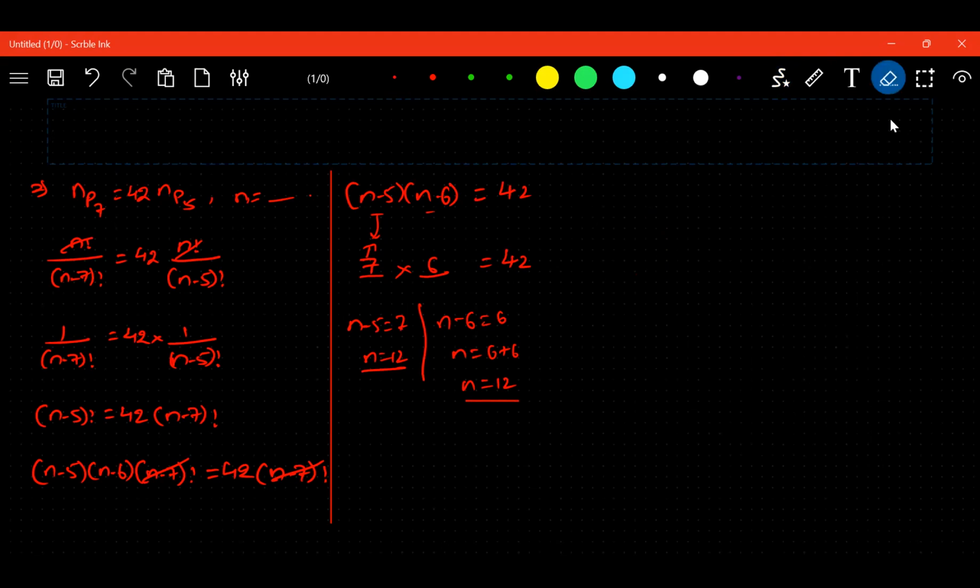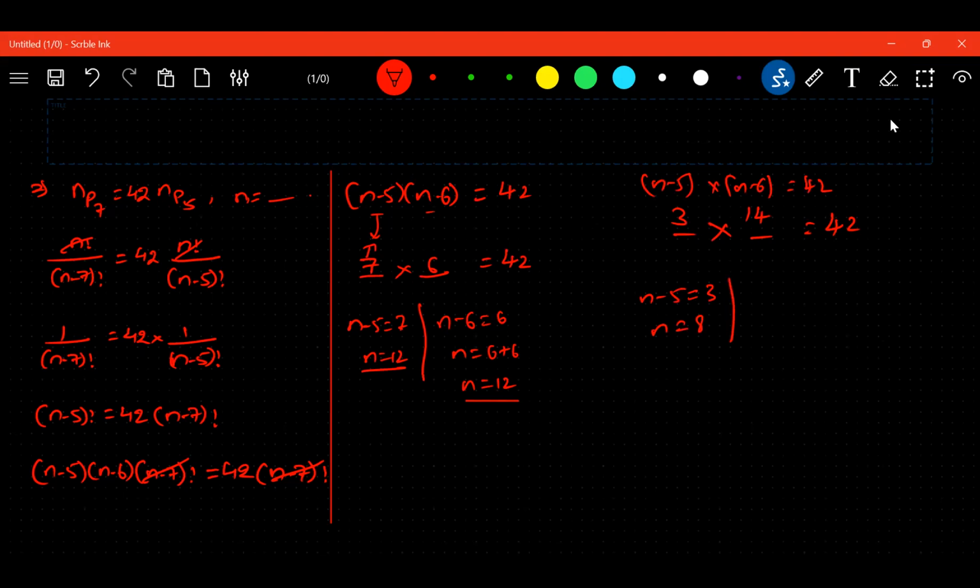Suppose I can take some other also. Suppose I take 42, tell me one more. We can multiply n minus 5 and n minus 6, then also we'll get the answer as 12. Correct, 3 into 14 is 42, right? Now n minus 5 into n minus 6 is equal to 42. Now we equate n minus 5 is equal to 3, n is equal to 8. And the same here, n minus 6 is equal to 14, n is equal to 14 plus 6, it is 20. So here also they are different. So 3 into 14 is not the correct choice. Am I right?